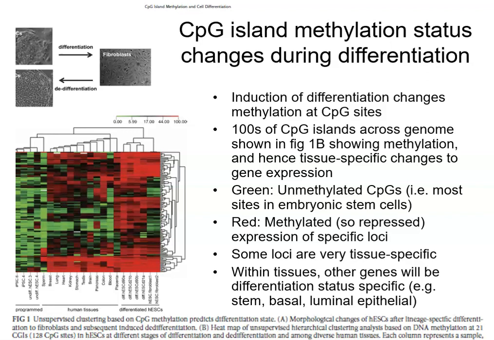And these cells, you can see each green little bar on here is a different CpG island. If it's green, it is unmethylated. If it's red, it is methylated. So in these induced pluripotent stem cells, which are very primitive and able to form any cell type, most CpG islands are unmethylated and a few are methylated.